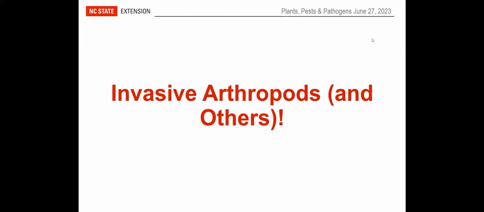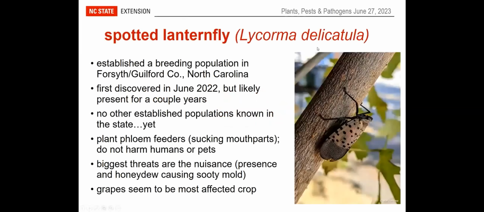The first, I'm going to start off with the one that's on everybody's minds, the spotted lanternfly. So this is a large planthopper that has been in the news a lot. It was first found in Pennsylvania about 2016 or so, but has been spreading throughout the eastern part of the Atlantic states, and it's now established a breeding population in North Carolina.